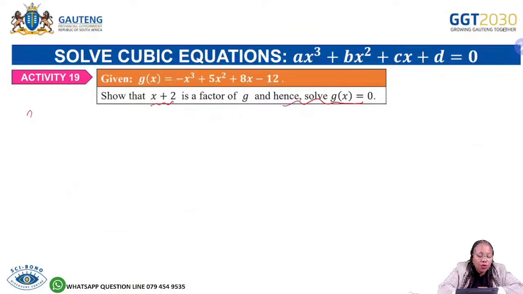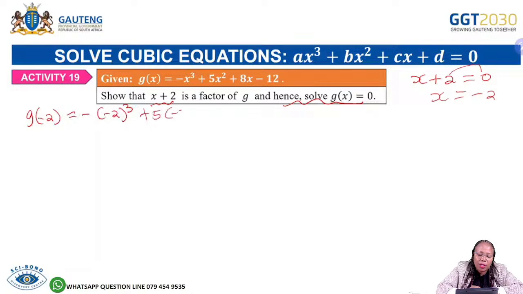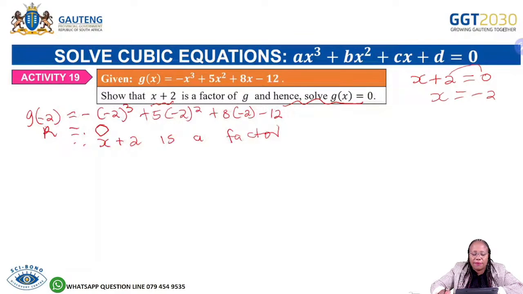So now remember, when you show it's a factor, you substitute this as a minus 2. It is x plus 2 equal to 0, and then transpose that, it will be a minus 2. So we are substituting an x with minus 2. Minus into minus 2, plus 5 into minus 2, plus 8 into minus 2, minus 12. And then into your calculator, it must give you a remainder of 0, grade 12, because x plus 2 is a factor. If it doesn't, that means it is not a factor of that.